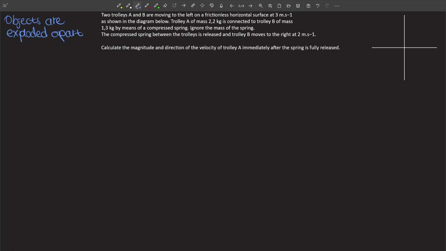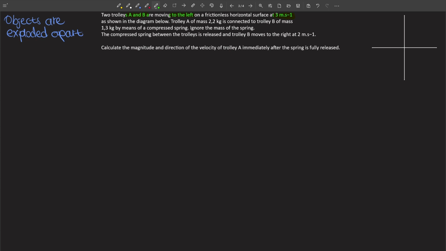It's when objects are exploded apart. This is similar to when you release a bullet from a gun. They are exploded apart. Okay, let's look at this. Two trolleys, A and B, are moving to the left. These two trolleys are initially moving in the same direction on a frictionless surface at 3 meters per second. Initially they were together.